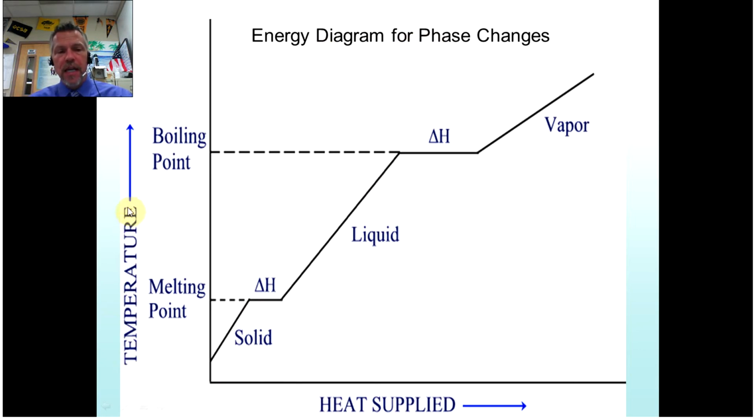We have temperature increasing on the y-axis, and we have heat being supplied here. So it doesn't try to quantify specifically how much heat is here, just the fact that there's less heat being supplied here, and as you move along the x-axis, there's continually more heat being supplied to your system.